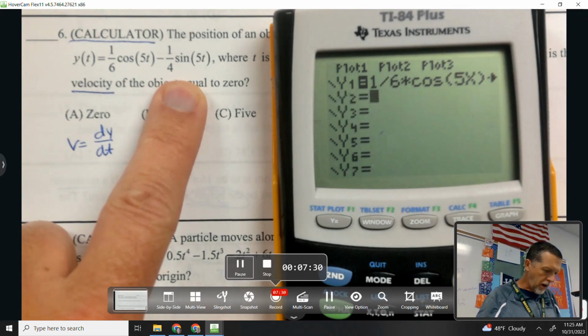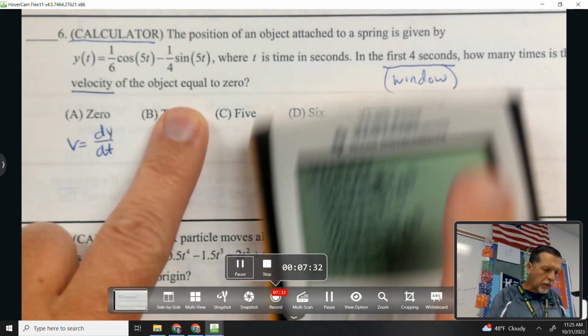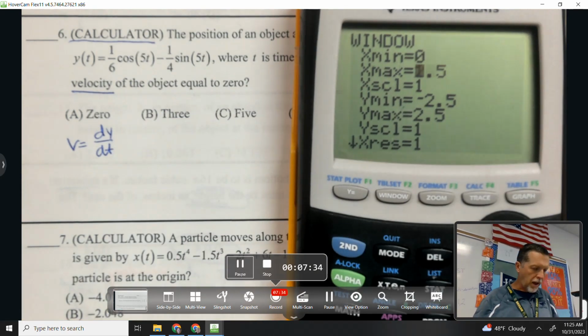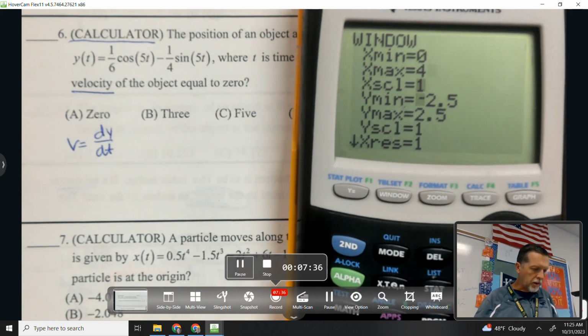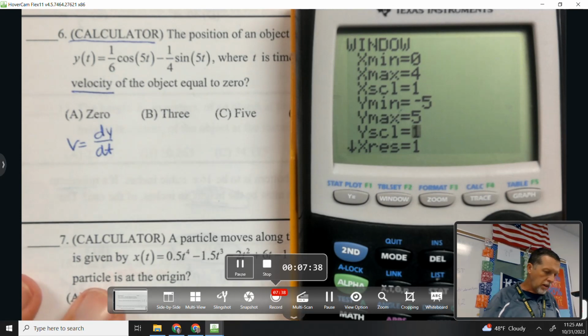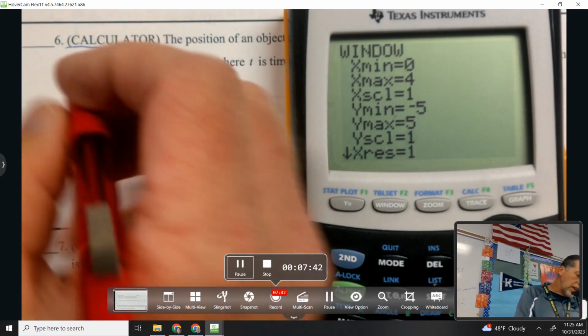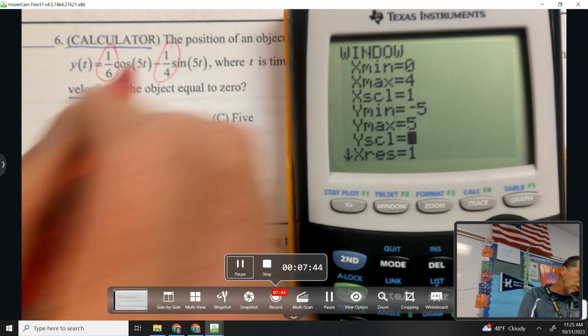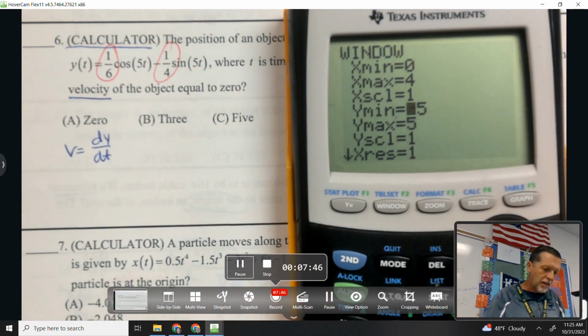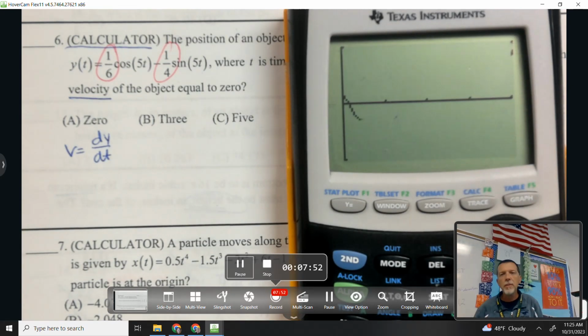On that graph, I know my window is 0 to 4, at least my X window. My Y window I don't really know. I'll go -5 to 5. Actually, wait a minute. If my coefficients are 1/6 and 1/4, then probably -1 to 1 will work, because 1/6 and 1/4, that's pretty small. What'd you put the Y max to? I did -1 to 1.